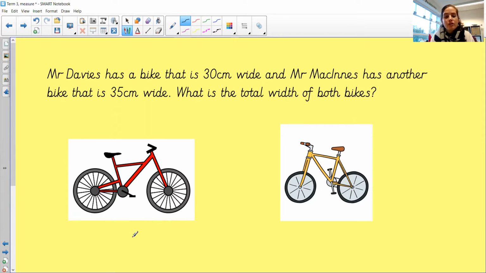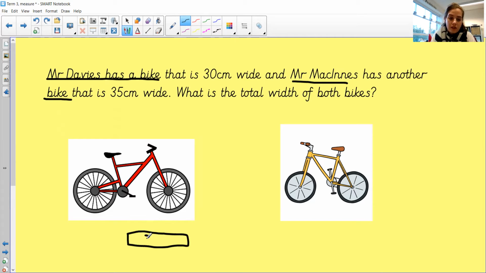Okay, so we know we've got two parts, our two bikes. We've got Mr. Davis's bike and we've got Mr. McInnes. Oh, didn't mean to cross you out, Mr. McInnes. I'm very sorry. Mr. McInnes and his bike here. So we have got 35. And you can write in centimetres if you want to in your bar model. I haven't in all of them because I've been a little bit lazy. And we've got 30. I should have started off with 30, shouldn't I?